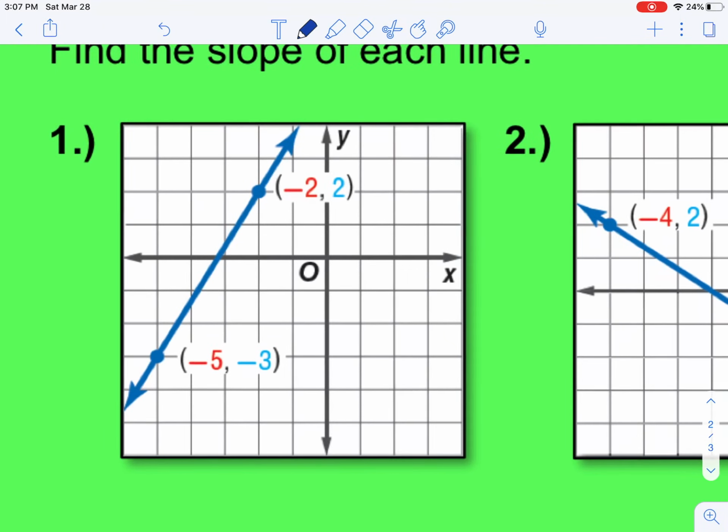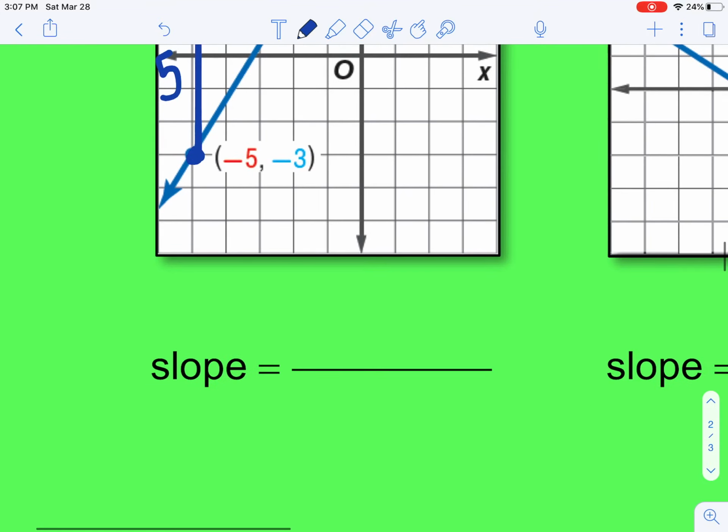So let's take a look at a couple examples here. We're going to do the same thing that we did yesterday, drawing our triangles and just counting our squares. So I'm going to start. I always start on left to right, and it's rise over run. So these are counting by ones. So I go up, and my rise is 5. And I go over, and my run is 3. So rise over run. I'm going to leave it just like that.